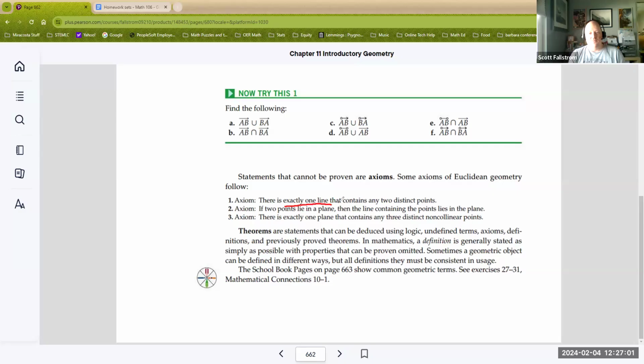There is exactly one line containing any two distinct points. So if I give you point A, you put point B down here, there is exactly one line that contains them. You can even picture the line. You could draw the line. If 2 points lie in a plane, so these 2 points are on my screen right now on a plane, then the line that contains those points also lies in that plane. So that line is in the plane. We don't have a line that is outside of the plane, but then hits these two.